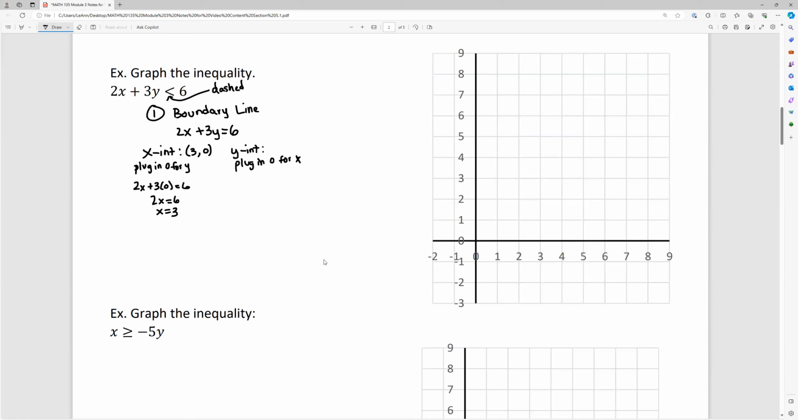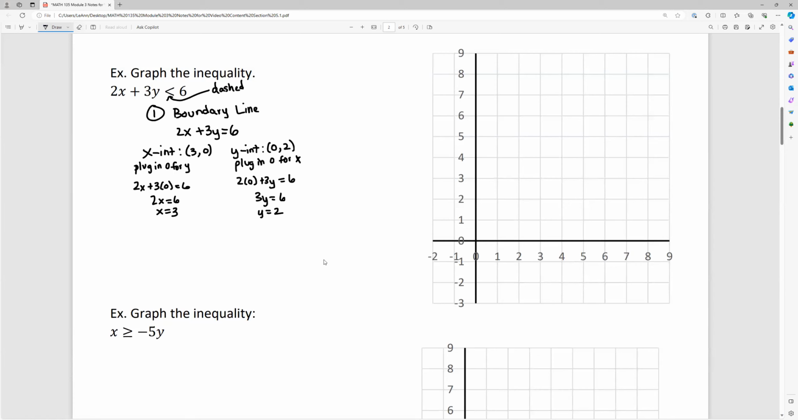If we want to get our y-intercept, we plug in 0 for the x. So that's going to be 2 times 0 plus 3y equals 6. So that would just be 3y equals 6. Always be careful. Make sure you check what that sign is right there. Divide both sides by 3. We get y equals 2. Again, that's an ordered pair, though, with 0 for x. Remember, x always comes first, and 2 for y.